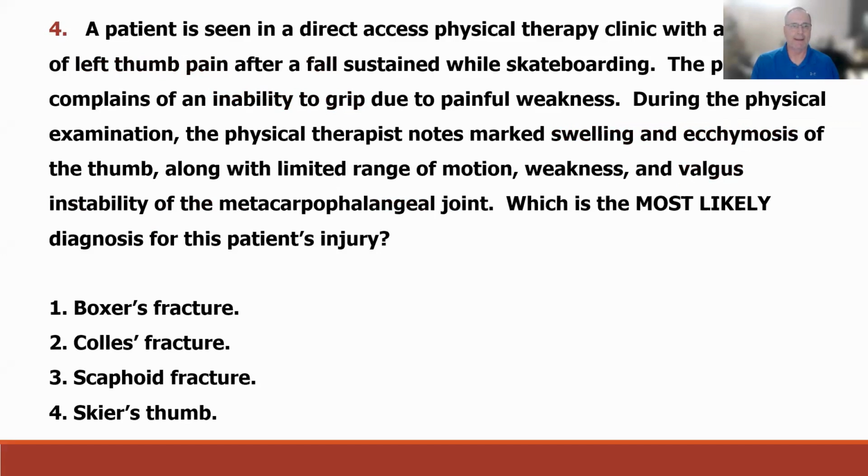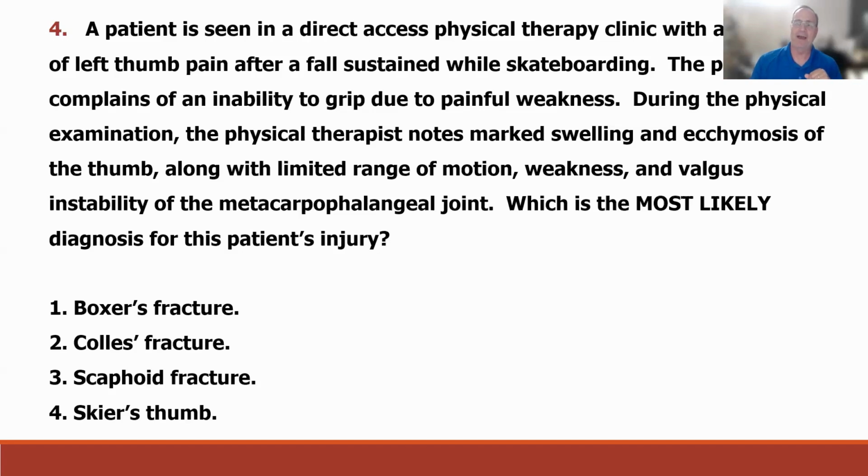All right. And see, on this one, it looks like most of y'all were deciding between a scaphoid fracture and skier's thumb. This is another one of those direct access PT clinic scenarios. But you could very well see somebody with this kind of injury in a typical outpatient orthopedic clinic, an outpatient physical therapy clinic as well.